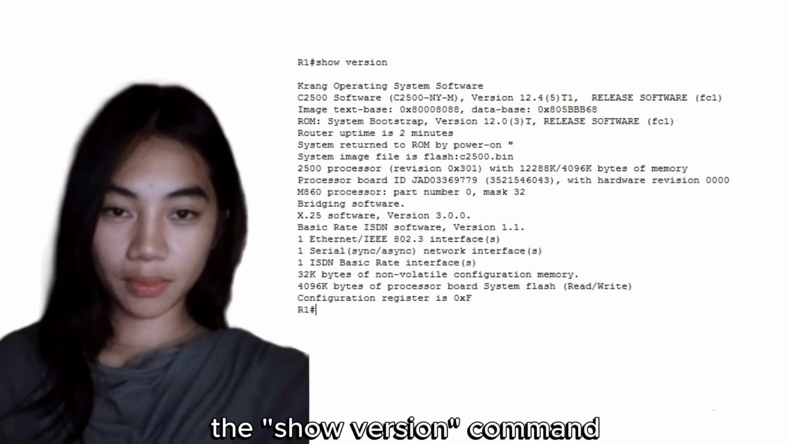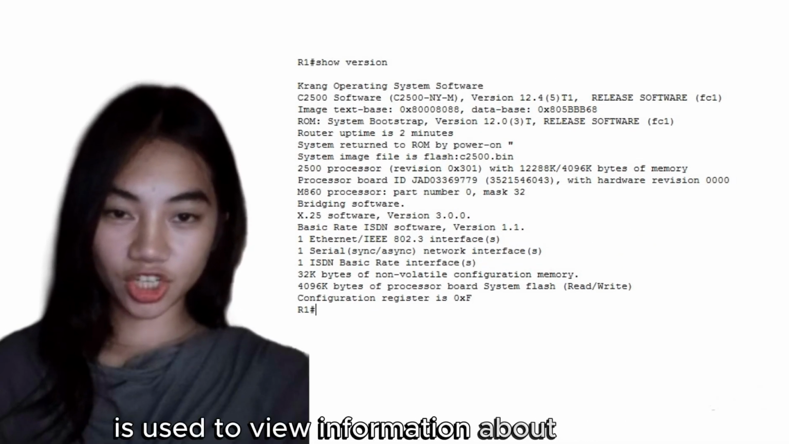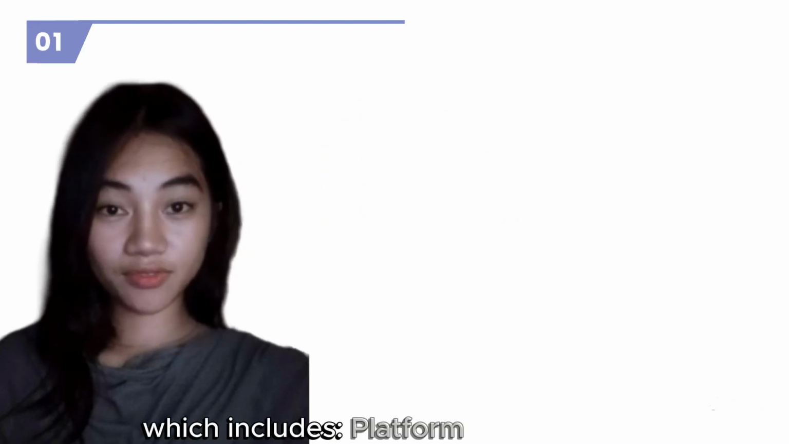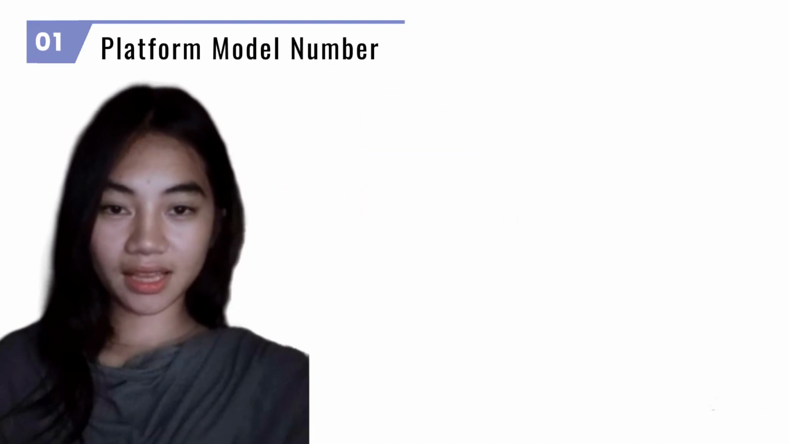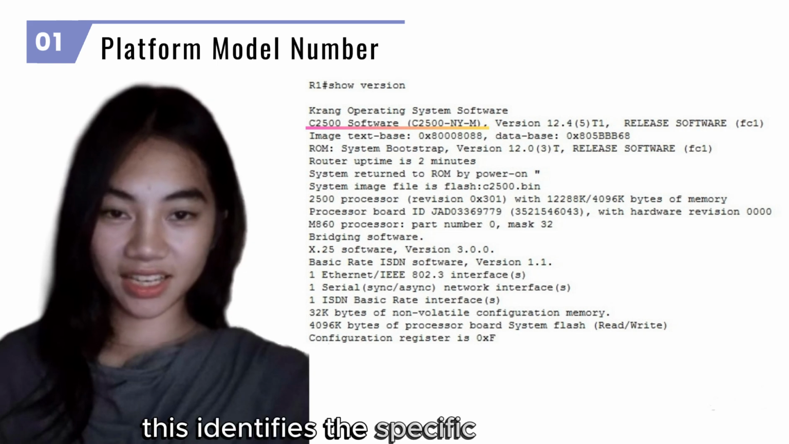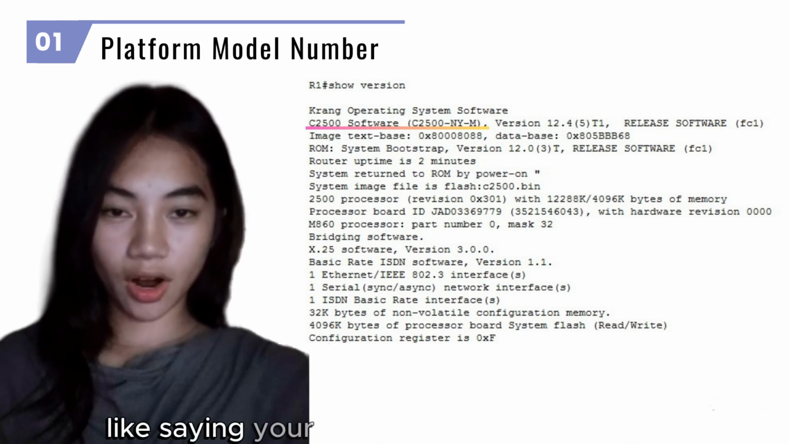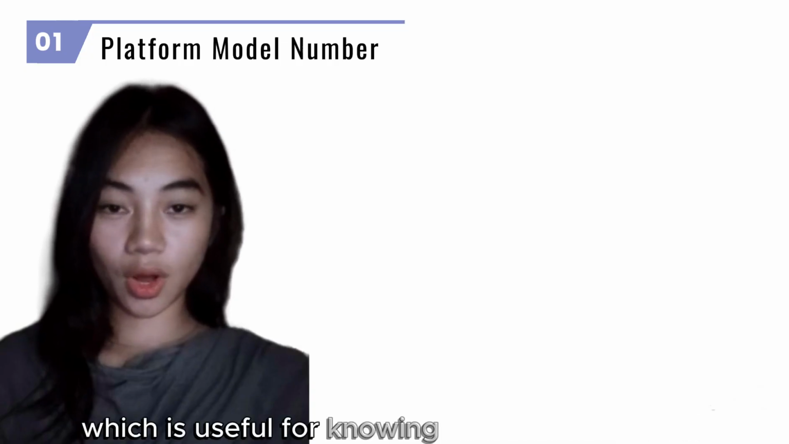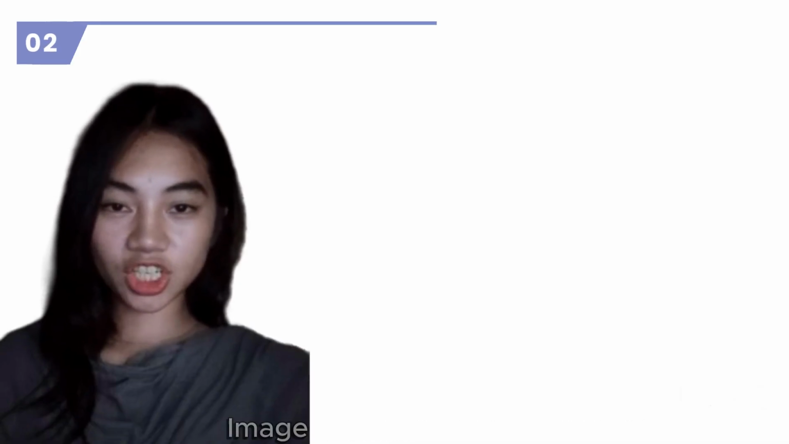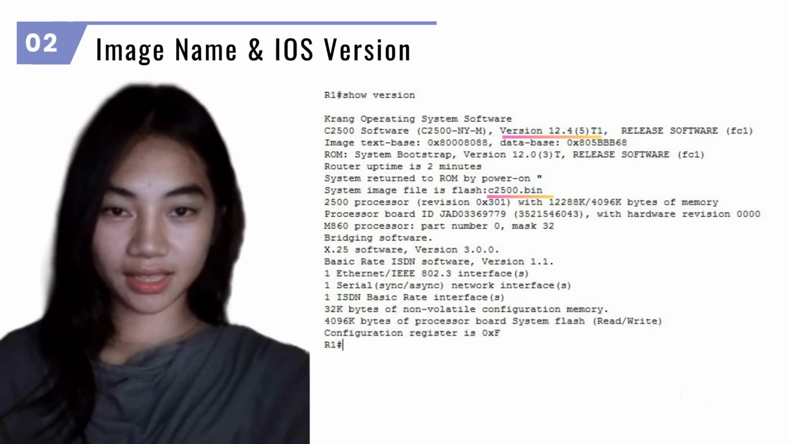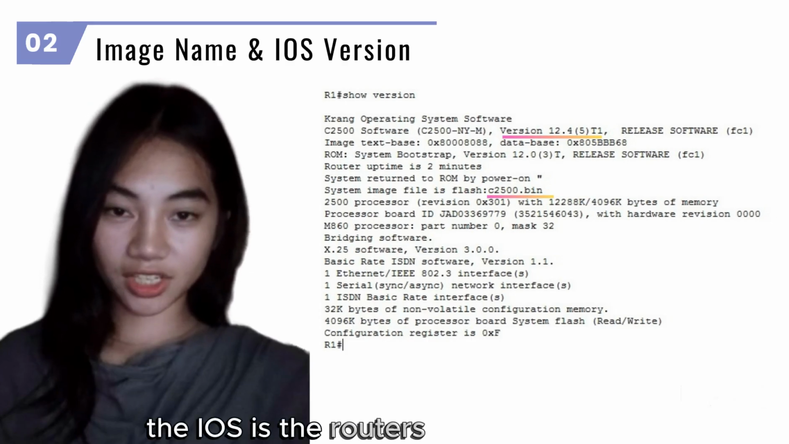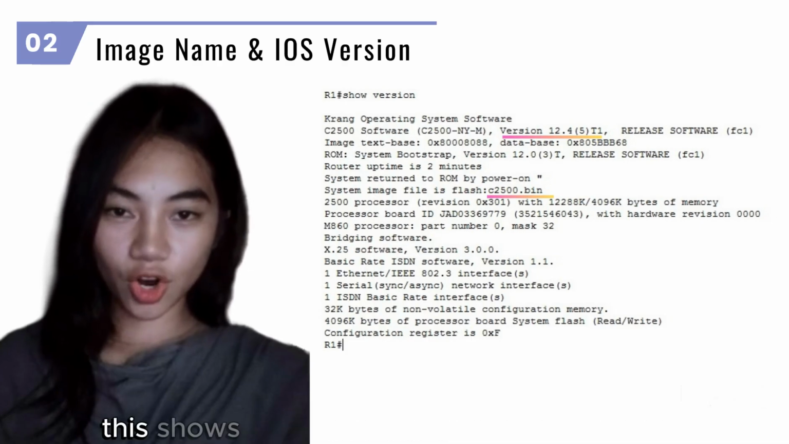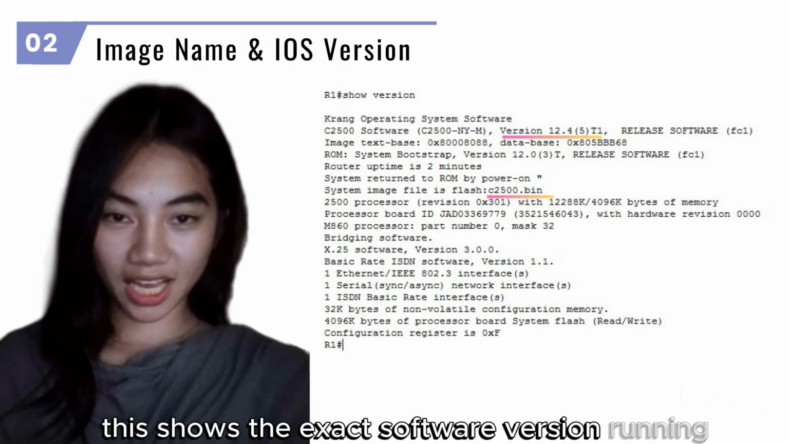The show version command is used to view information about the router doing a boot up process, which includes platform model number. This identifies the specific type of router, like saying your computer is a Dell Inspiron i5, which is useful for knowing hardware capabilities. Image name and iOS version. The iOS is the router's operating system. This shows the exact software version running.